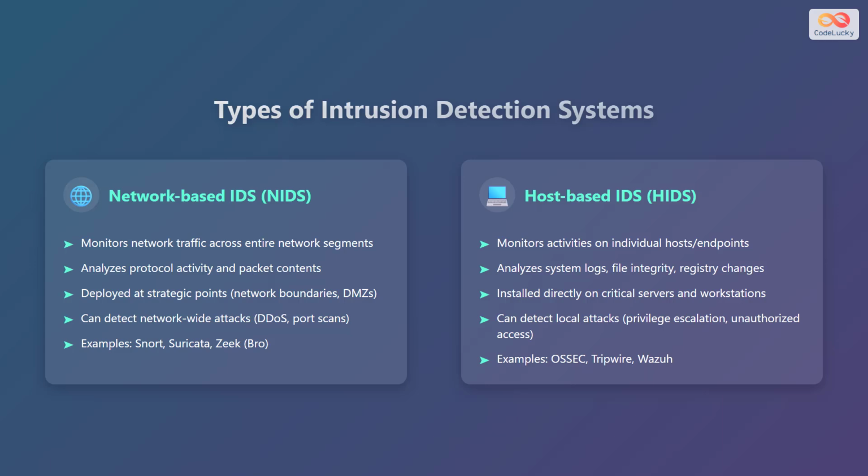Next, we have host-based intrusion detection systems, or HIDS. These monitor activities on individual hosts or endpoints. They analyze system logs, file integrity, and registry changes. They are installed directly on critical servers and workstations. HIDS can detect local attacks, such as privilege escalation or unauthorized access. Examples of HIDS include OSSEC, Tripwire, and Wazuh.